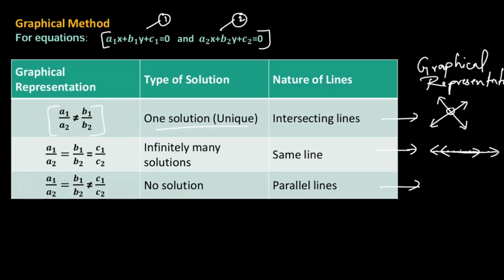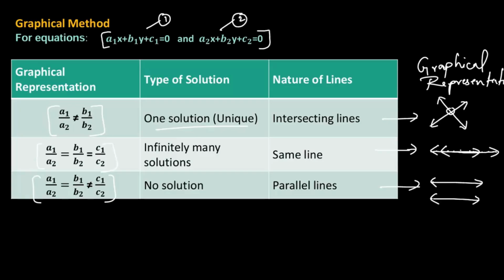a1 by a2 is equal to b1 by b2 is not equal to c1 by c2. This is the third one. In this third one, it is having no solution. No solution means parallel lines. The nature of the lines are parallel lines. So parallel lines are nothing but like this. These are not intersecting anywhere. So that's why zero meeting points. So remember these three formulas. We have to use them in the problems when we are solving.